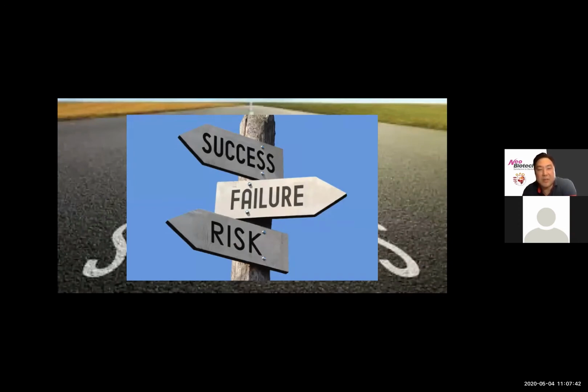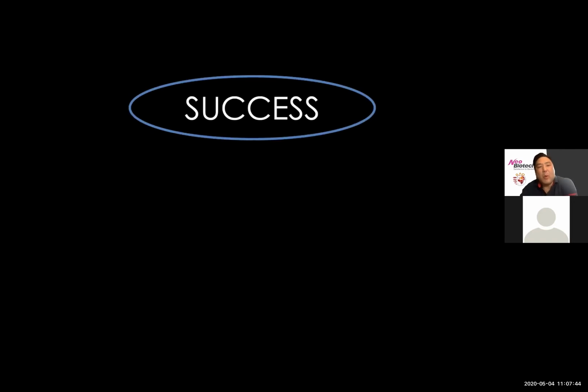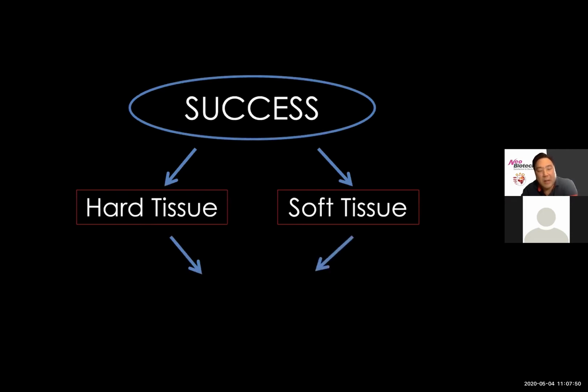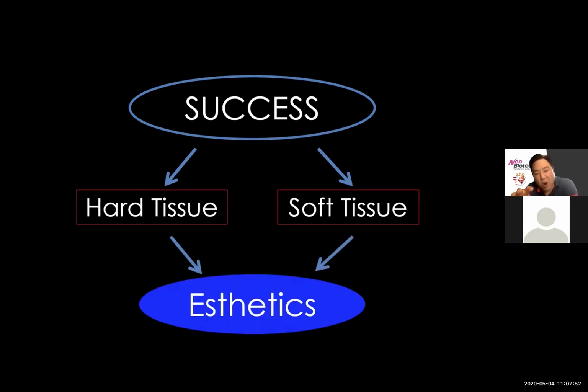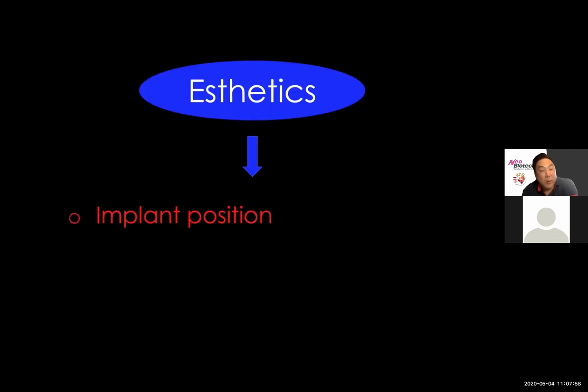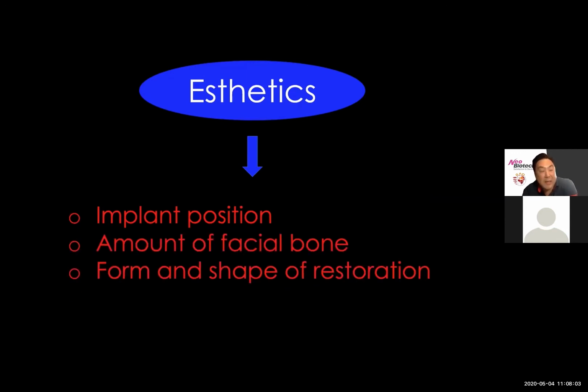That will give us the best results. When we look at success, as I mentioned, it has to be dependent upon both the hard tissue and soft tissue components. Only when both components are in harmony will we get the final aesthetics. And as we look at the aesthetics, we have to understand that it's all related to the implant position, the amount of facial bone that's present, which allows us to have the specific form and shape of the restoration, and understanding the soft tissue that's going to be encompassing that implant area.